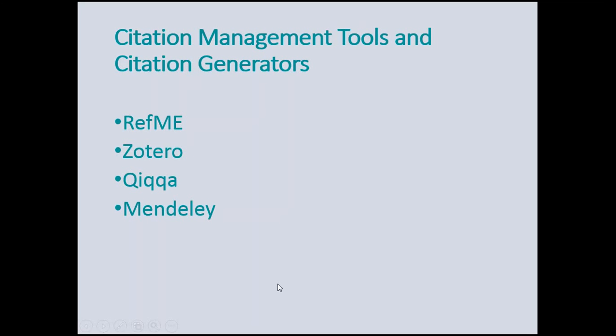And finally, I wanted to mention citation management tools and citation generators. These are all listed here, and again, they are also listed on the referencing page of the library's website with some links to tutorials and videos for using these resources. Four of the more commonly used free citation management tools are RefMe, Zotero, Quicken, and Mendeley. You've probably heard of or even used other tools before, like RefWorks and EndNote. Those are subscription-based and they do cost money. The ones listed up here are free.